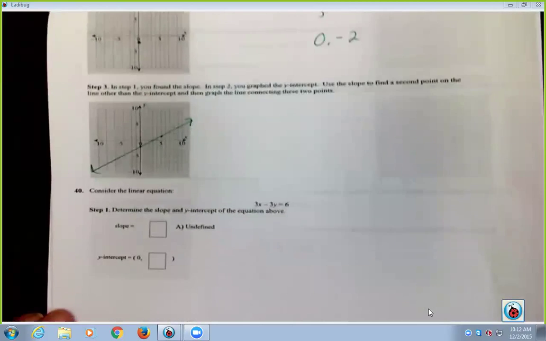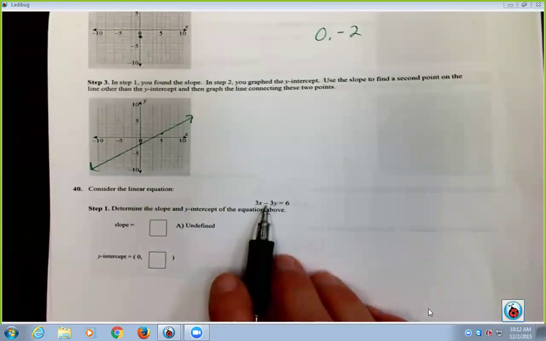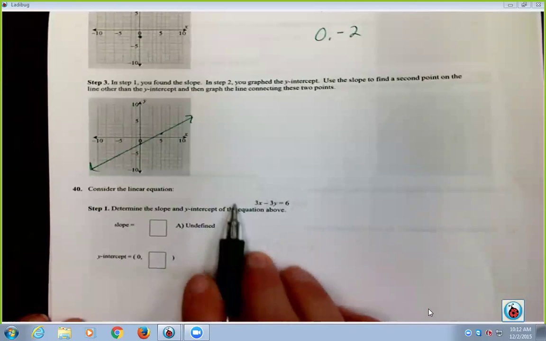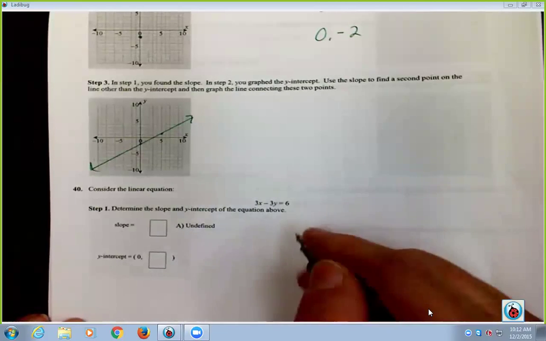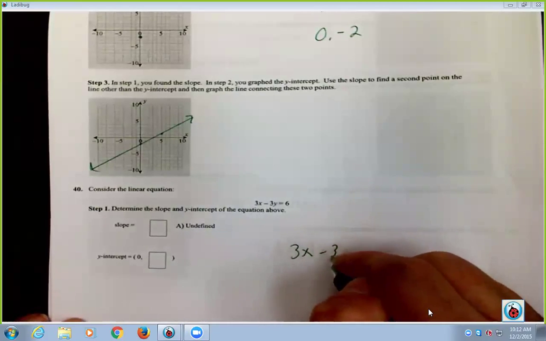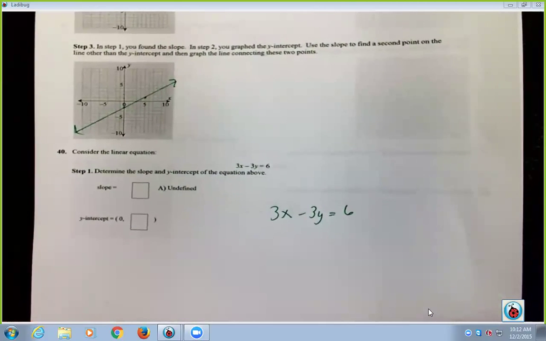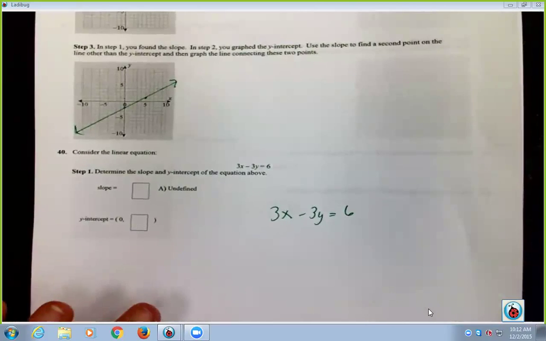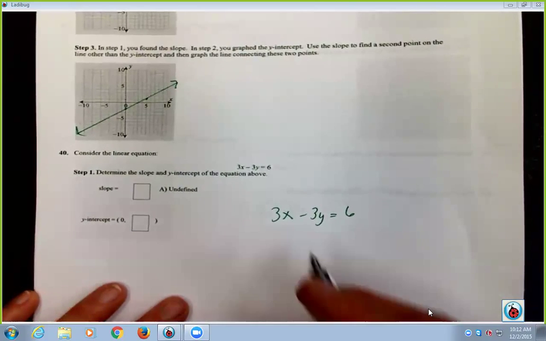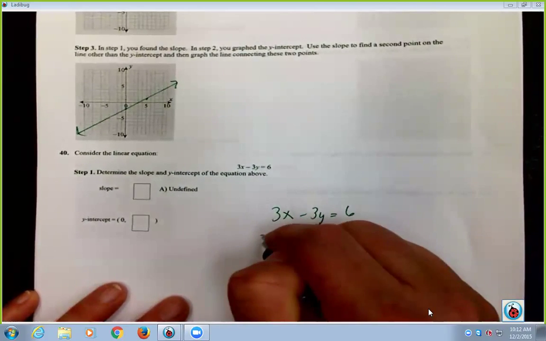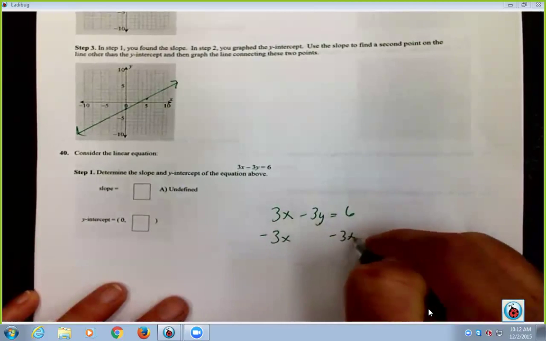Okay. And 40's just like it, but you got to solve. So how do I solve this? Okay, and get my slope and intercept out of it. So 3x minus 3y equals 6. How am I going to get my slope and intercept? So, yep, get y all alone. So I got to subtract 3x from both sides.